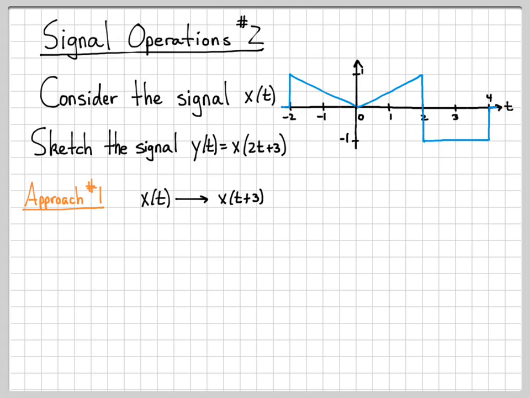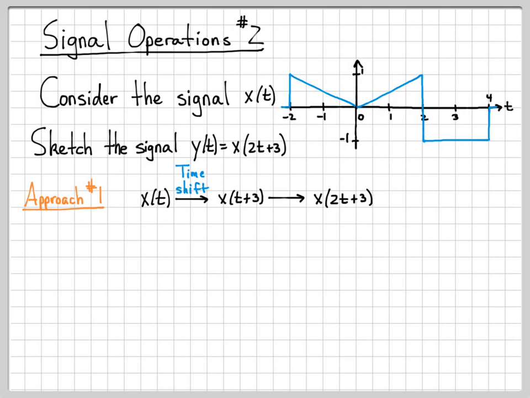I'm going to think about starting with my signal x of t, and I know there's two operations going on here. There is an expansion compression type operation, and there's also a shifting. So the first thing I'm going to do in this approach is the time shift. So I'm going to go from x of t to x of t plus 3, which is a time shift of 3 units to the left. We know when we do a time shift, that means replace t with the amount of the shift. So we replace t with t plus 3.